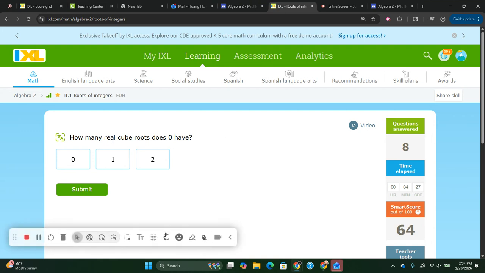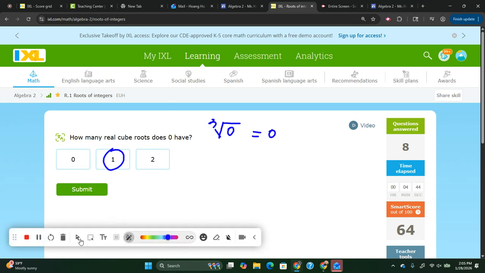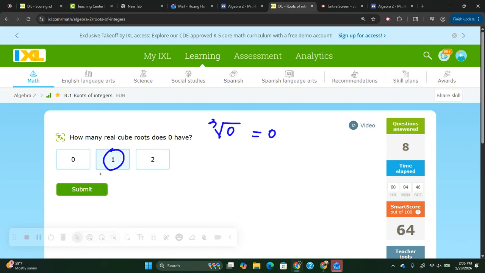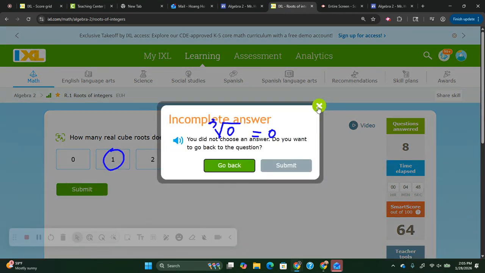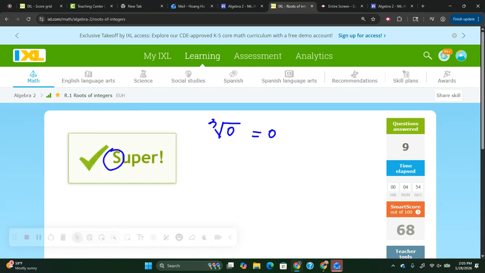Now how many cube roots does 0 have? If you take the cube root of 0, you have only one answer, which is 0. So one solution. How many real cube roots does 0 have? One solution, and the solution happens to be 0. Go back over here. Make sure you highlight your choice. Come on, submit.